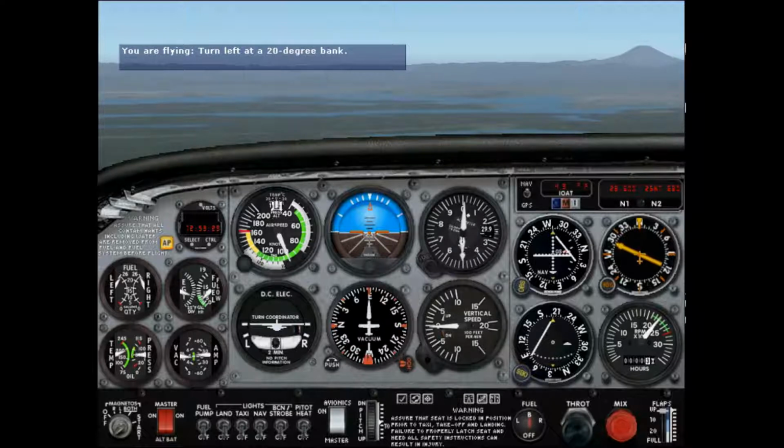Now, I want you to make a turn to the left. I'm going to handle the altitude and throttle. That way, you can concentrate on the ailerons. Take the joystick and move it slowly to the left.